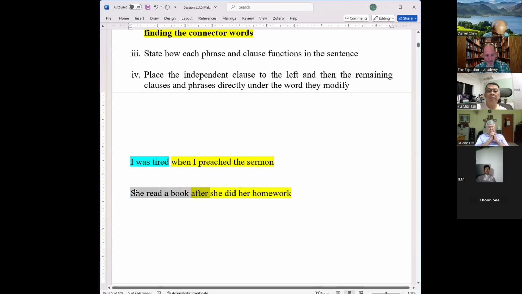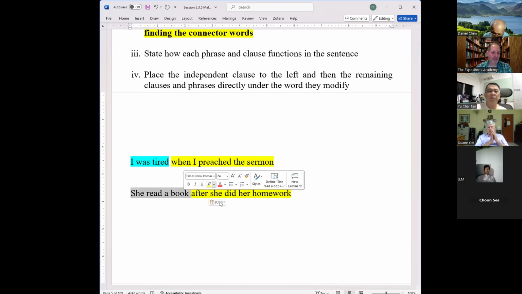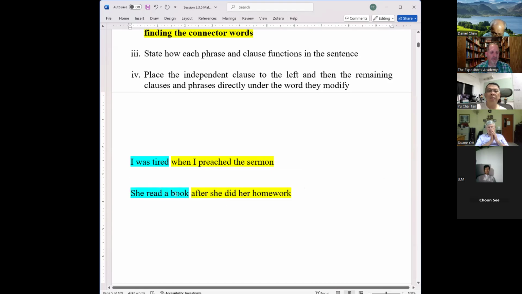Now, if the sentence was only "she did her homework," that thought stands alone. But by adding this word "after" in front of it, it now tells us that the clause that follows is dependent. And it's dependent on the independent clause given at the beginning of the sentence. She read a book, and then "after she did her homework" tells us when she read the book. This is an important thing to keep in mind.